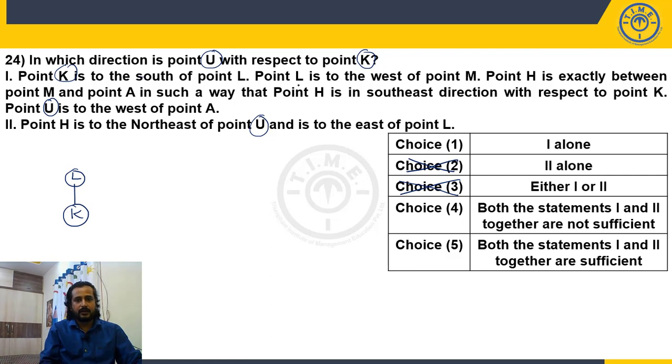So we have to be careful. L is west of M. H is exactly between M and A in such a way that point H is in southeast direction to point K. Okay, southeast. It is a southeast direction, right? And which point are they saying that? H. So H will be here. And it is given H is exactly between M and A.